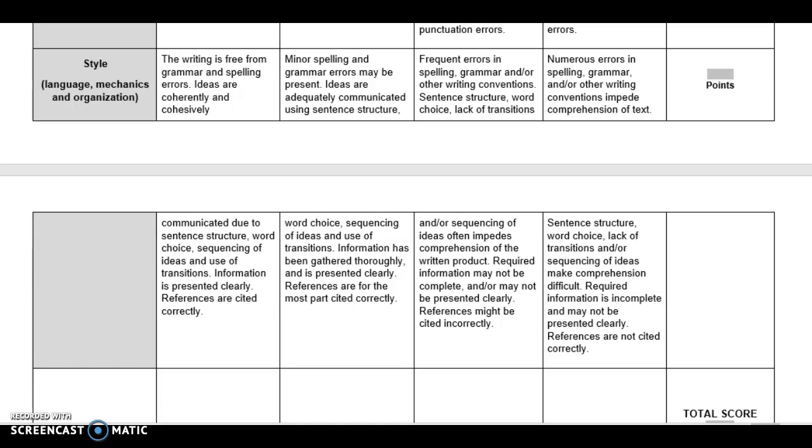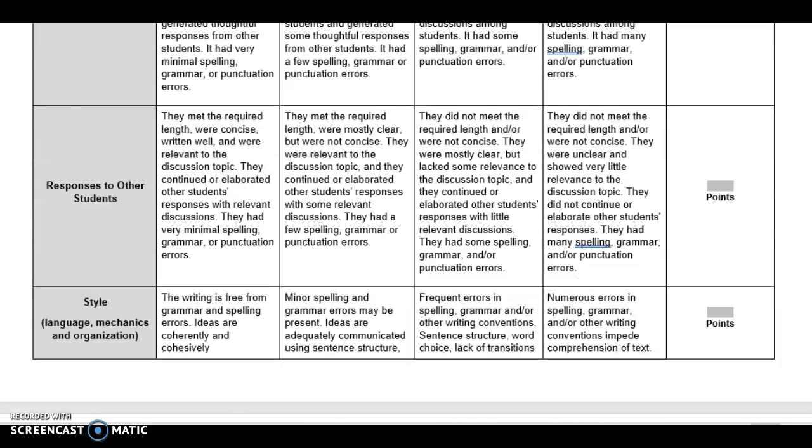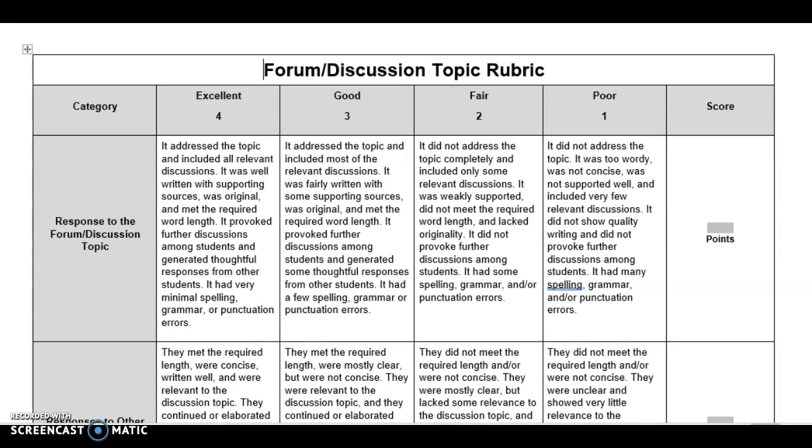If you use academic writer and write your original post in there, and then you cut and paste it into your discussion board, it might change a little in its overall setup, but if you're careful, you can make that work for you. This is an opportunity to really understand what you're doing. I urge you to spend the time and acquaint yourself with this forum discussion topic rubric. Make sure that you respond to the topic, respond to other students, and also that you keep in mind that you need to have good format.